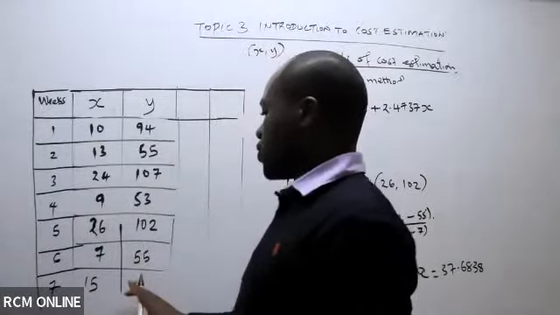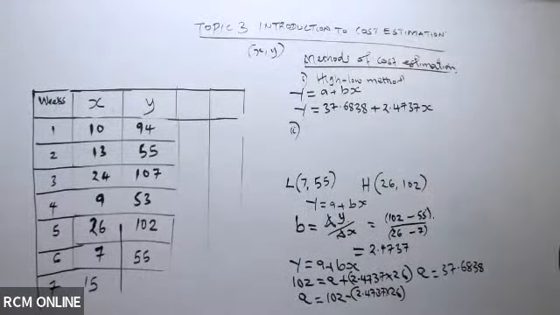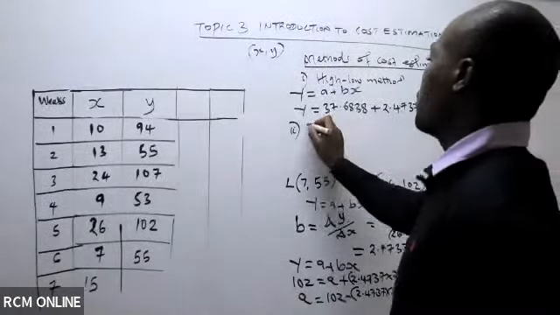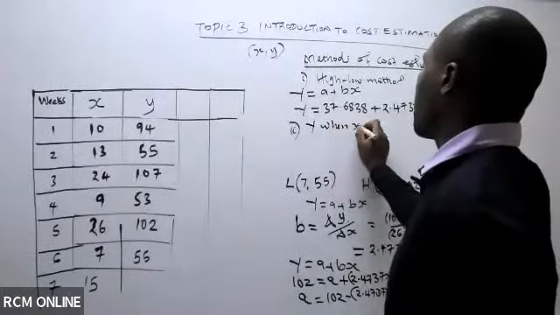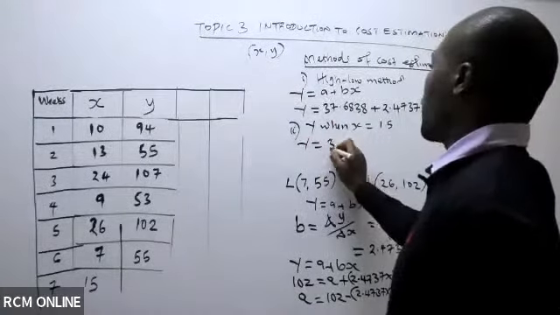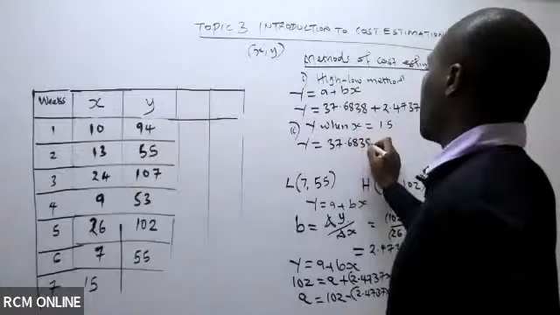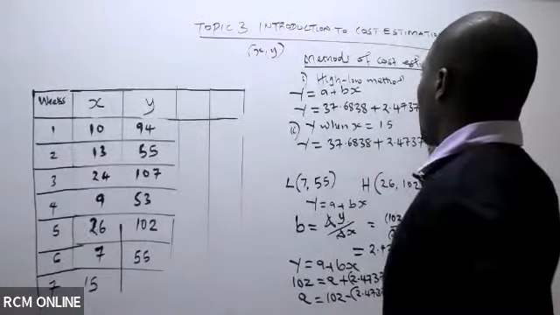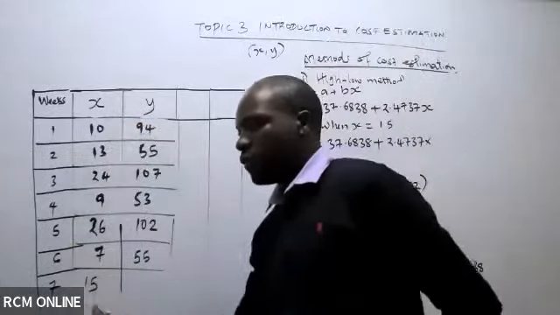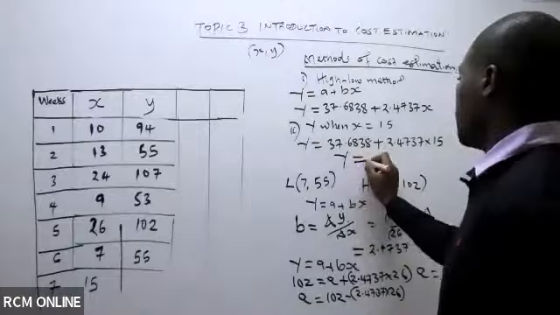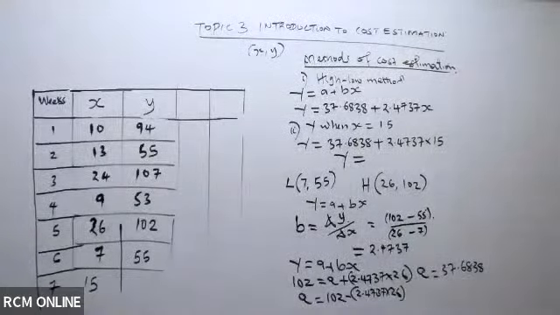So can someone give us total production cost? If in week 7, the company is anticipating production of 15 units, can we do that? It's basically the value of y when x is equal to 15. So our cost function y is equal to a, 37.6838 plus 2.4737x. What have we been told? When x is 15, what will be the value of y? What are we getting?